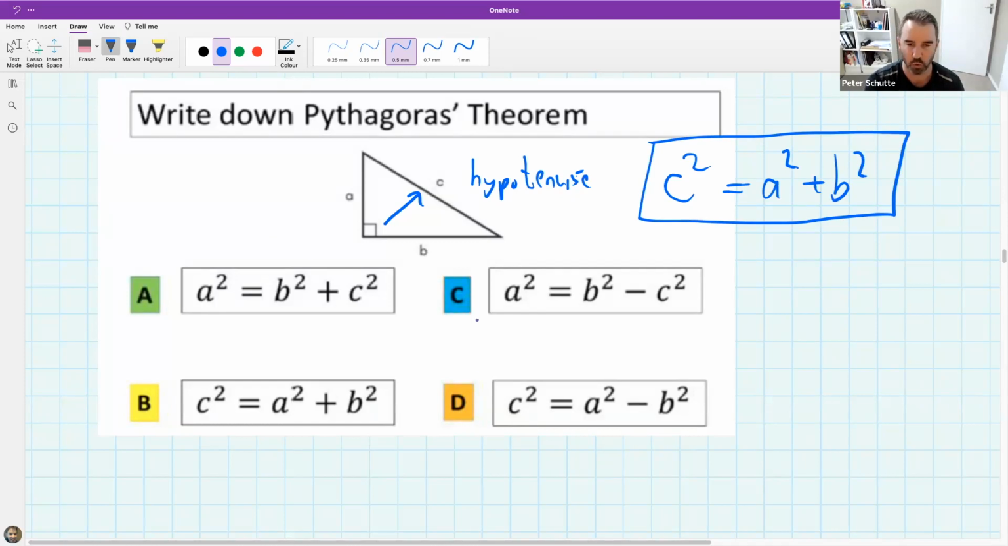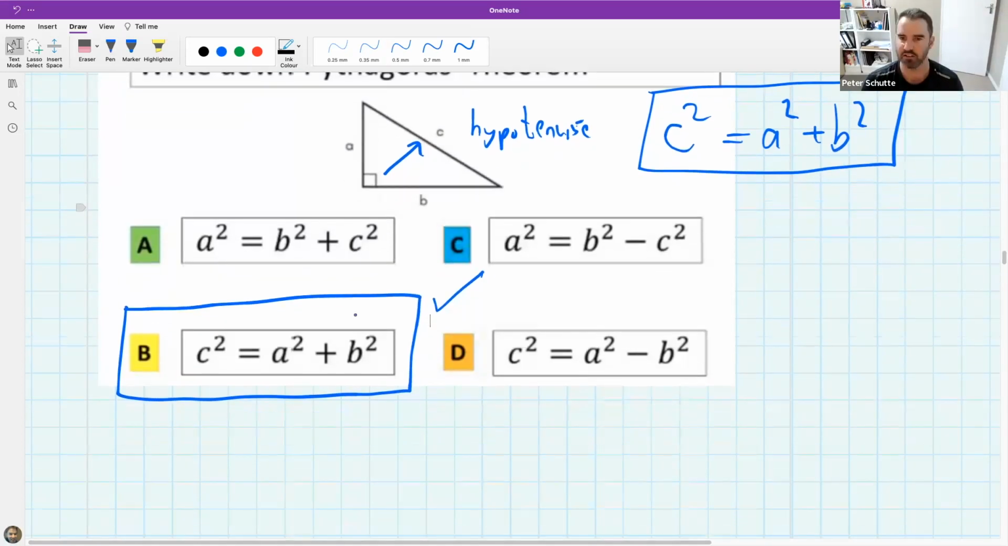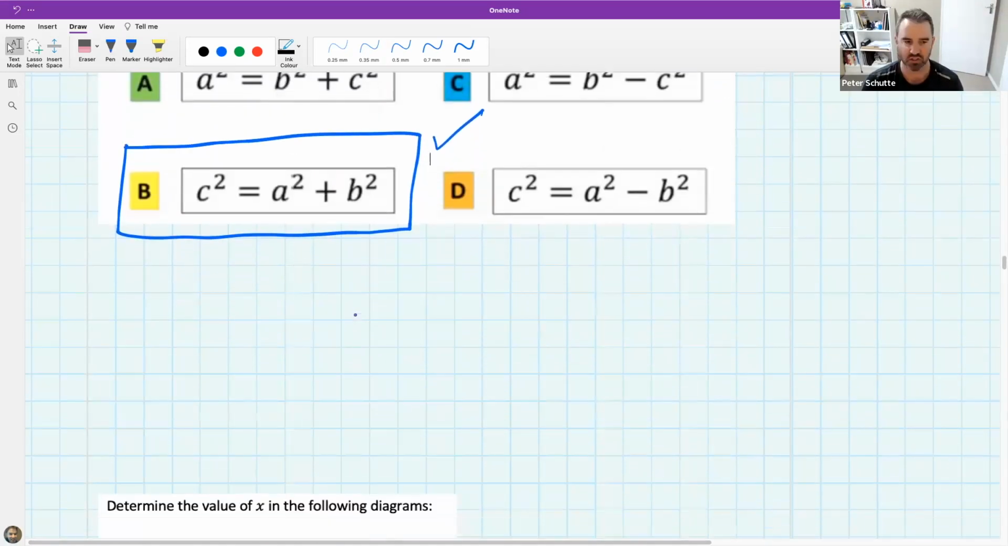Which of the four options is that? C squared equals a squared plus b squared. And so this would be the correct option. This is a very important theorem in this topic, and it's important that we know how to use it. So I was just checking that.